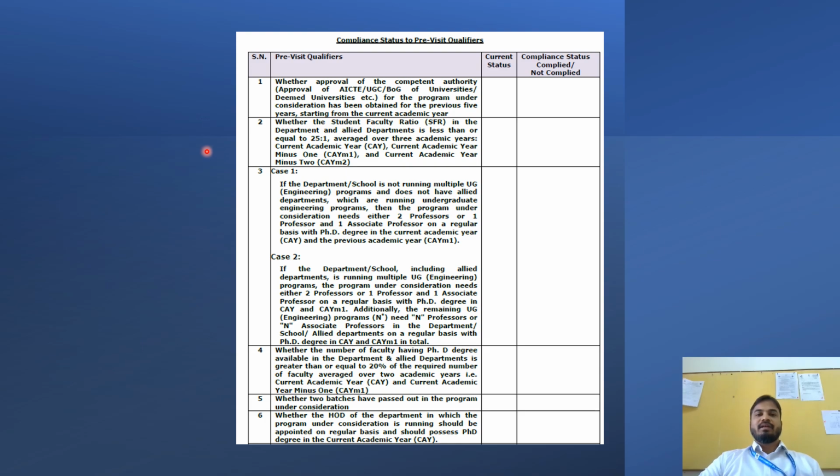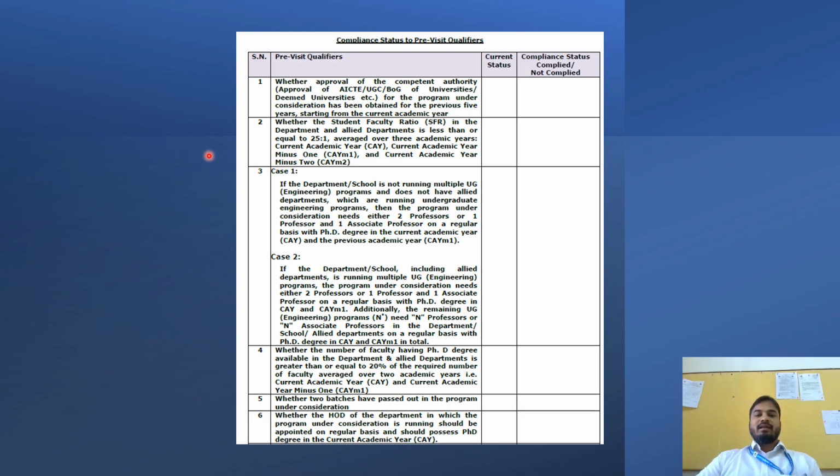Whether the student faculty ratio in the department and allied departments is less than or equal to 25 is to 1. So this is the maximum limit of SFR that can be maintained for a department that is going for accreditation, that is 25 is to 1. That is for average of 3 academic years starting from current academic year, -1 and -2. So the average of these three has to be at maximum 25 is to 1, and similarly the marks allocation is happening with respect to faculty information in criteria 5 under this.